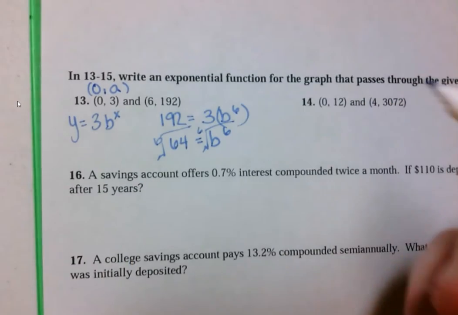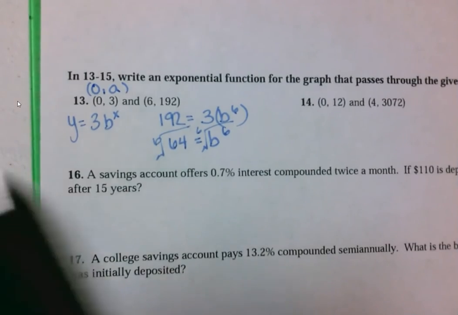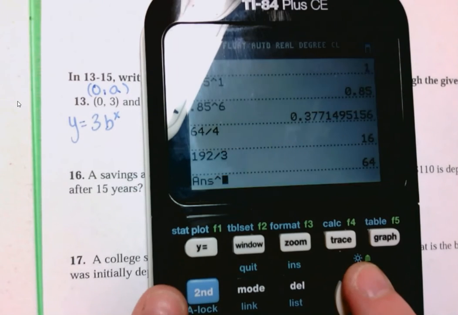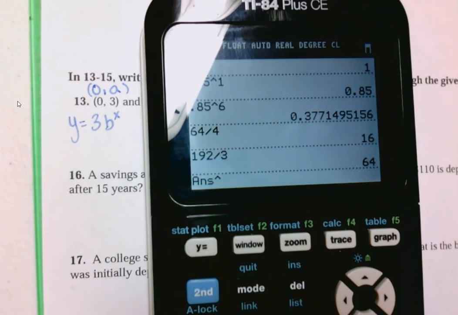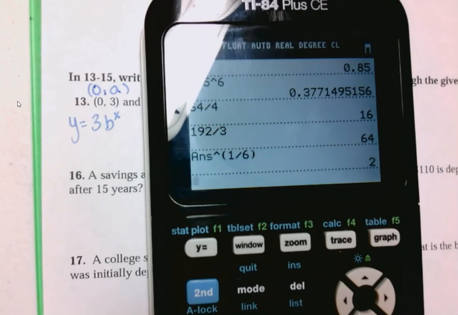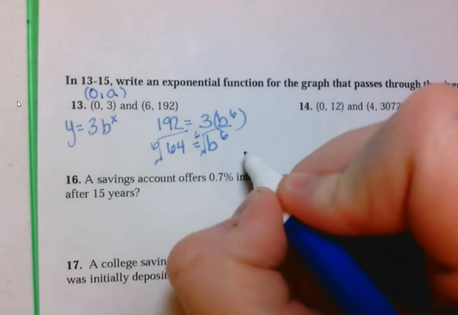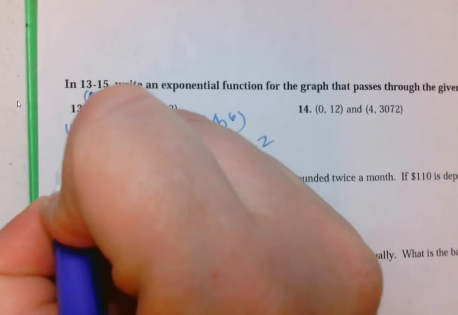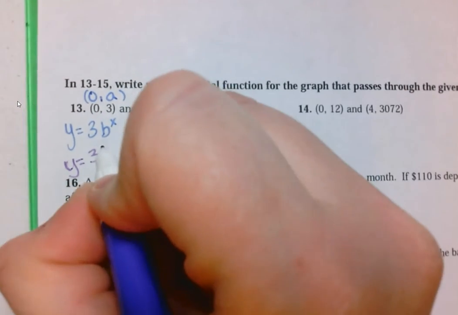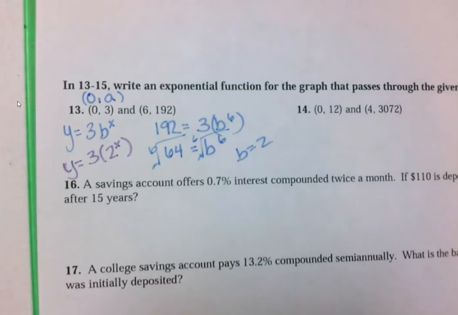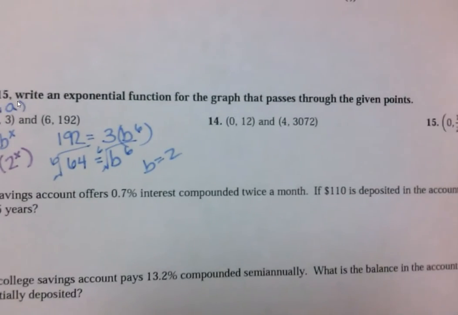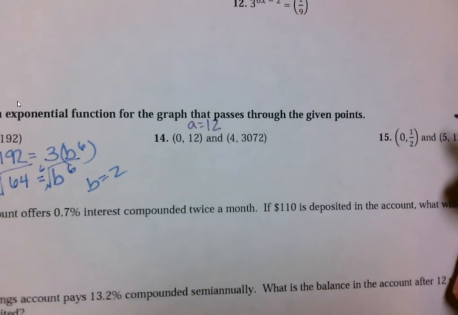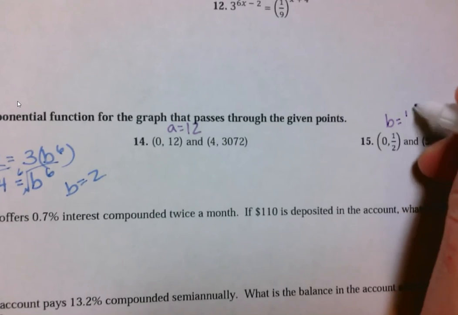And I honestly do it by fractions. So on my calculator, that's really dark. I would take 64 to the 1/6 and get 2. So that means b equals 2. So the equation that I would write as my answer is y equals 2 to the x, and that's it. So each one of these, a is 12, and this one here, b equals 1/2.